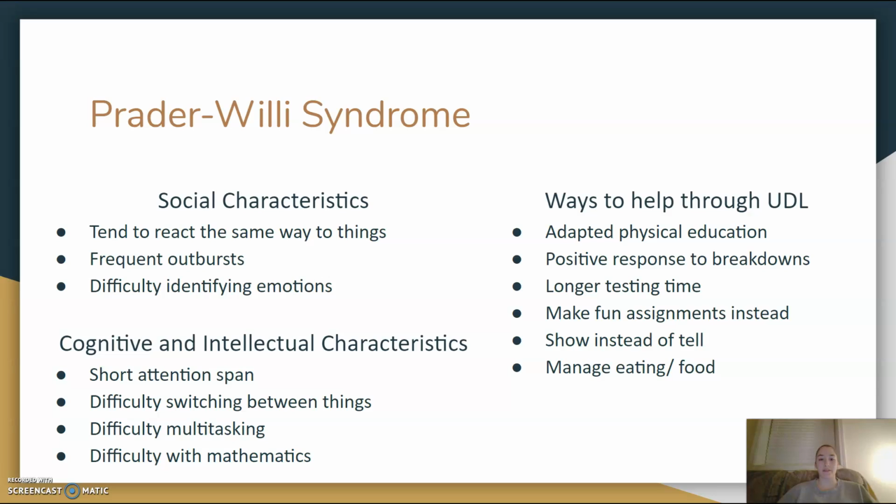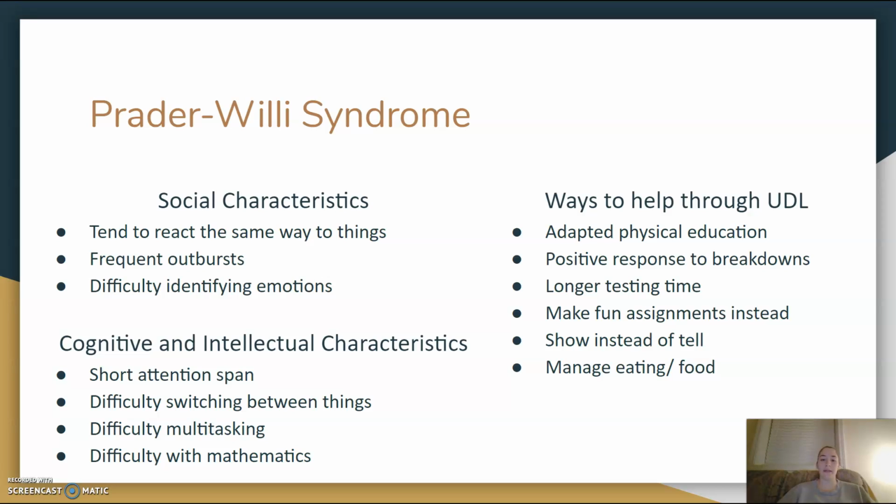The next one would be Prader-Willi syndrome. They tend to react the same way to specific things over and over again, even if there is a different way that they should react. They have frequent outbursts, difficulty identifying emotions, and they are easily tempted by food. They often suffer from obesity just because they eat a lot. They have a short attention span. They might have difficulty switching between different tasks or ideas. They have difficulty multitasking, and they have difficulty with mathematics and other complex subjects.